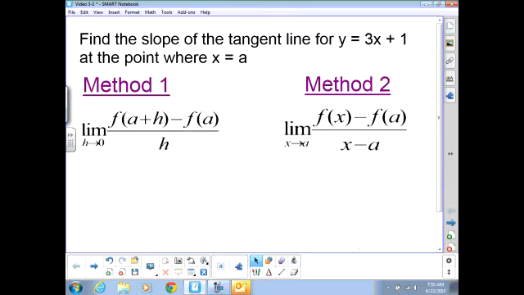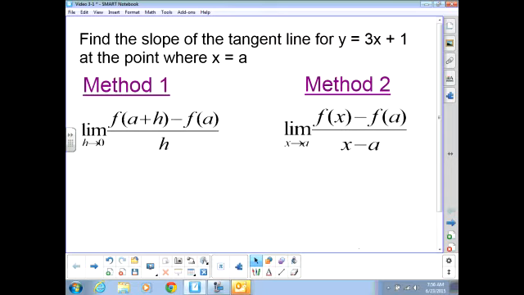In today's video, we will use the definition of the derivative to find an expression that represents the slope of our tangent line at a single x value, some value we'll call a. Our first method, we'll refer to as the h approaches 0 way, where we have f of a plus h minus f of a all over h. Again, a represents that specific x value where we are looking for the slope of our tangent line.